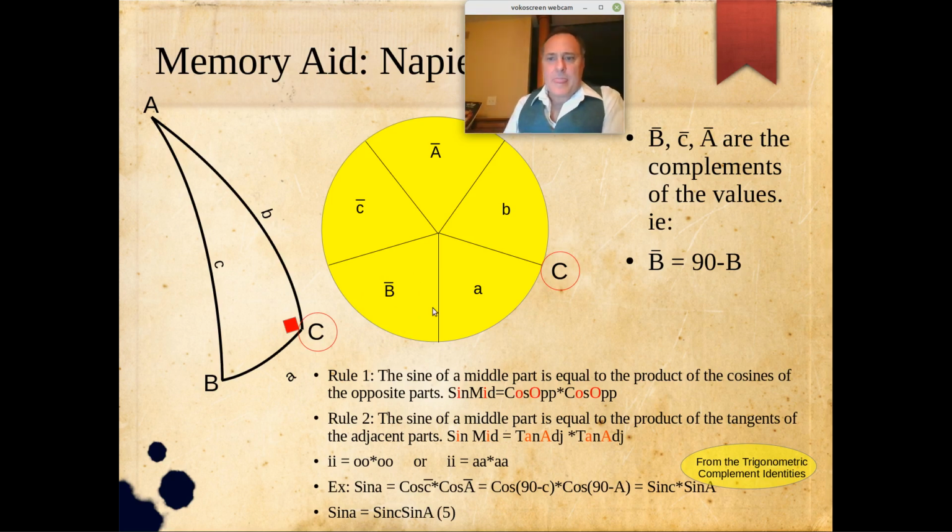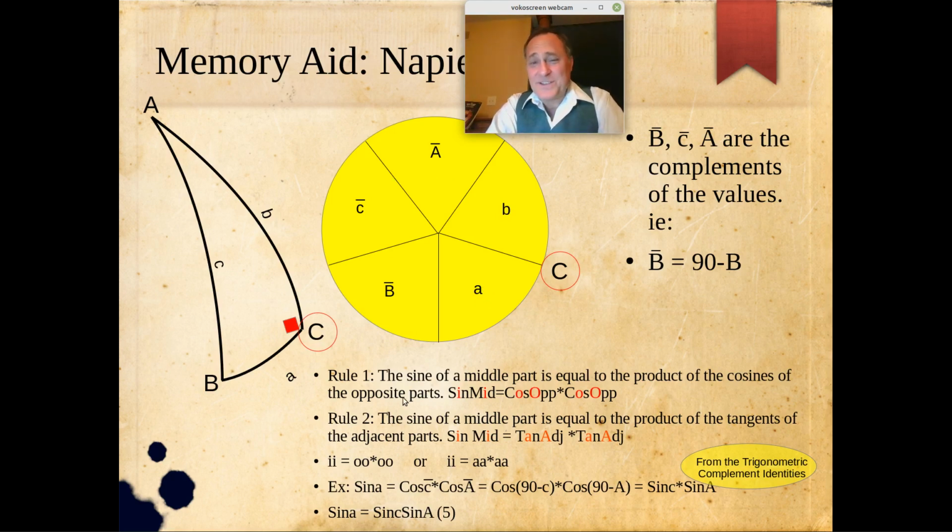So here I show you that B bar is 90 minus B. Now, as long as we understand that, we won't get confused. So we remember how to construct this, and for some reason, this sticks with people. C's left to the side, the two next to C, no bar. All the others have bars. Okay, so it seems like a lot.